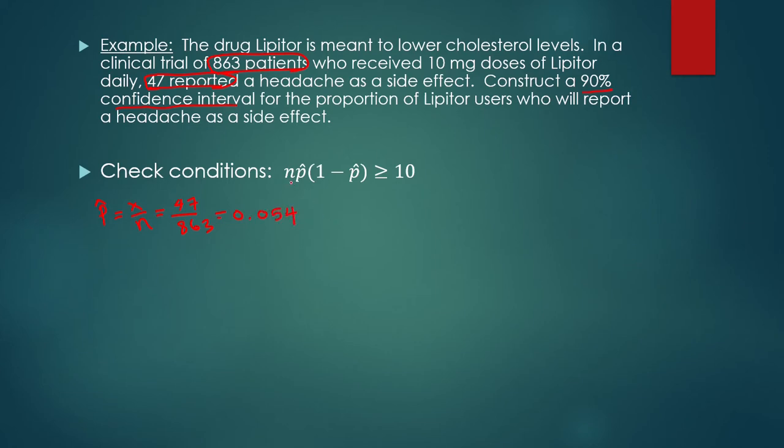I know n is 863, and now I also know p hat, so we can plug everything into this formula. 863 times 0.054 times the quantity 1 minus 0.054 is equal to 44.1, which is clearly greater than or equal to 10, so condition 1 is met.